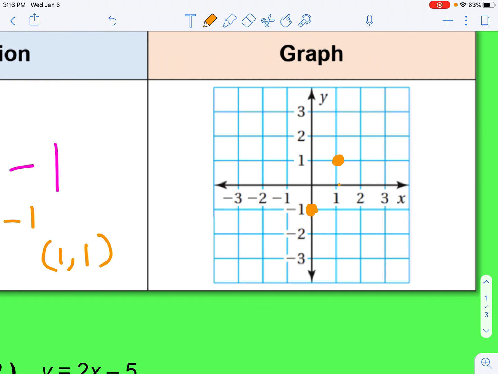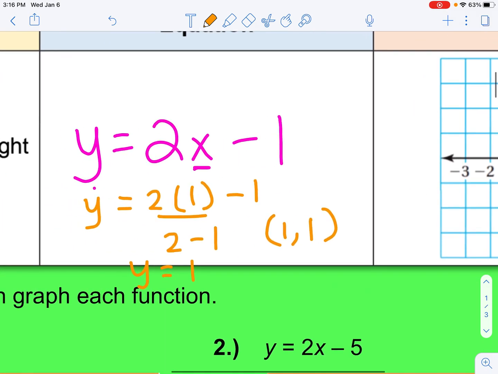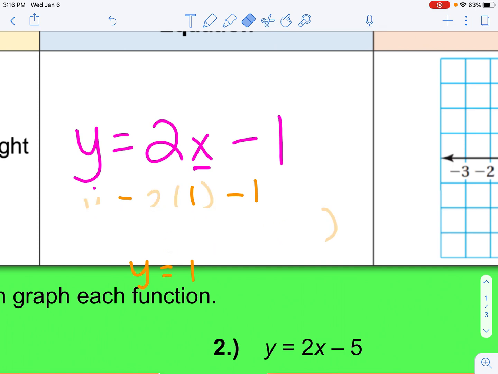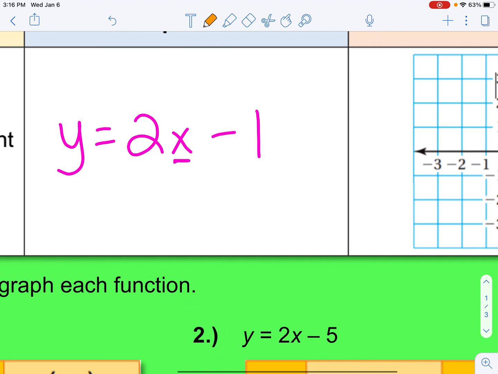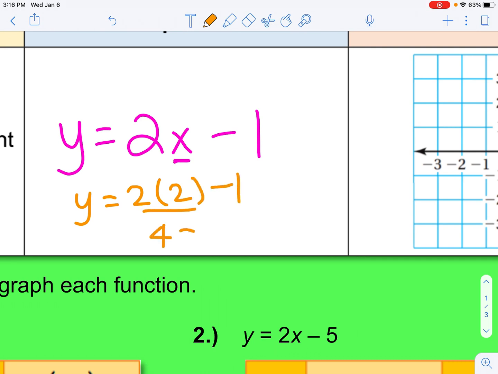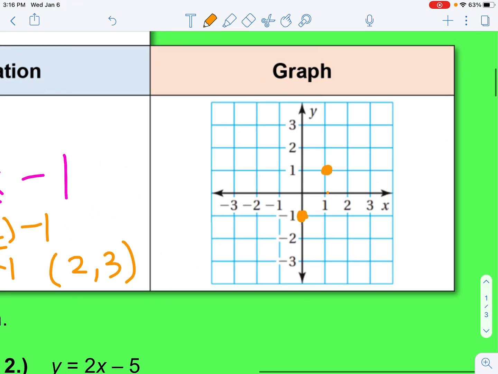Alright, and let's do one more. Now let's plug 2 in for x. So we have y is equal to 2 times 2 minus 1. Well, 2 times 2 is 4. 4 minus 1 gives us 3 for our y. And then our coordinate was 2, 3. So over here, let's graph 2, 3. Here's over 2, up 3, so our dot goes right there.